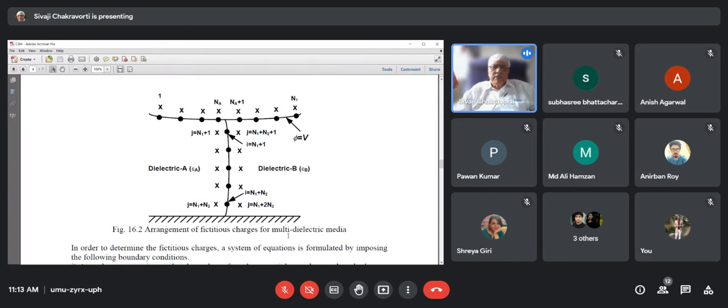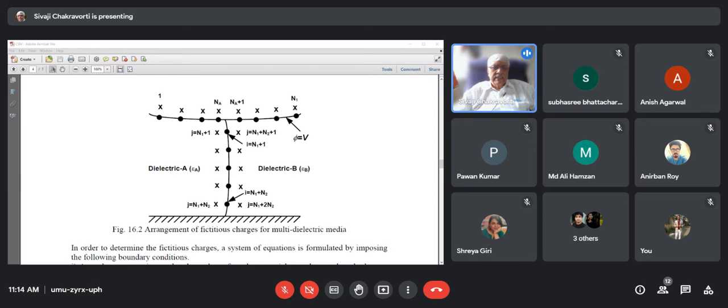But then we will have two sets of charges. So the charge numbering on the dielectric A side will be N1 plus 1 to N1 plus N2. On the dielectric B side, it will be N1 plus N2 plus 1, that means where we have ended on the dielectric A side. So N1 plus N2 plus 1 to N1 plus 2N2. So that is the numbering system that we are going to follow.